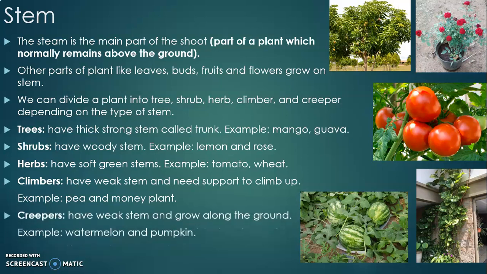And the last one is creepers. Creepers are those plants which just grow along the ground, and they have such a weak stem that they can't stand on it, so they just grow along the ground. And examples of creepers are watermelon and pumpkin, you can see in this picture.